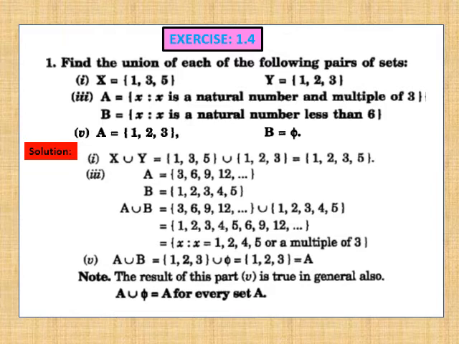So let's start with exercise 1.4. Find the union of each of the following pairs of sets. Question 1. There are so many parts. I have solved the first, third and fifth.